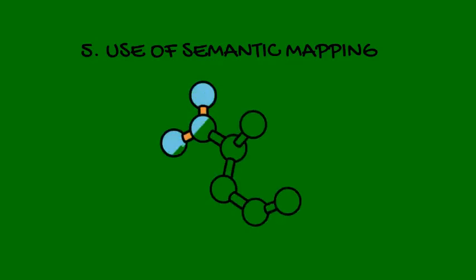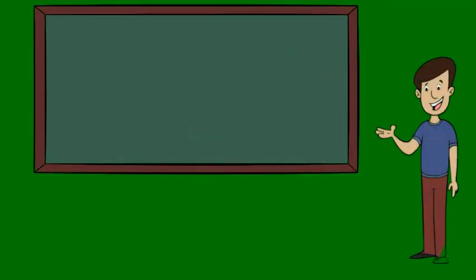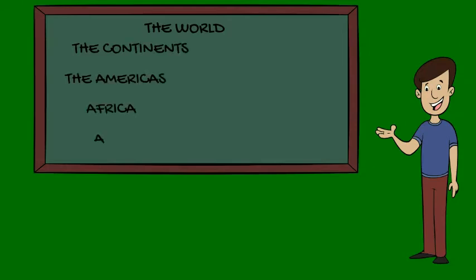Number 5, use of semantic mapping or clustering. The grouping of words into meaningful clusters helps readers to visualize easily the information given in the reading in a way they can handle it.